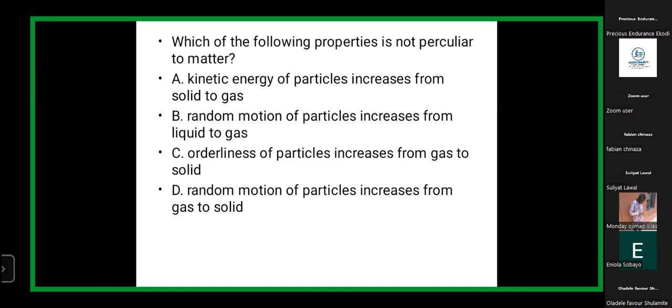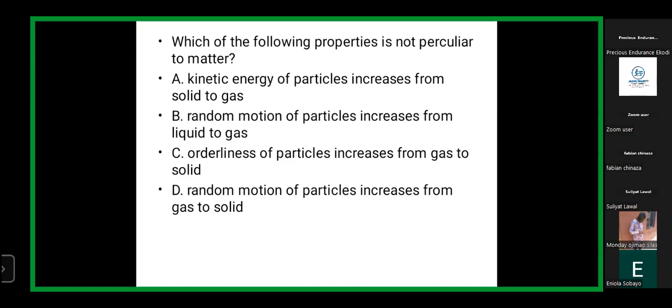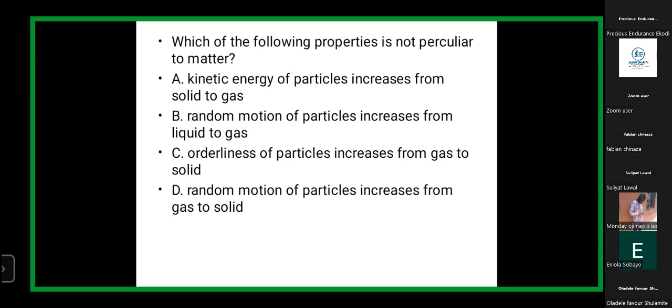A. Kinetic energy increases from solid to gas. Not peculiar. So that one is peculiar to matter. So no. Yes, C. Orderliness increases from gas to solid. Well, that is part of the peculiarity. So that's not the answer. Remember, not.